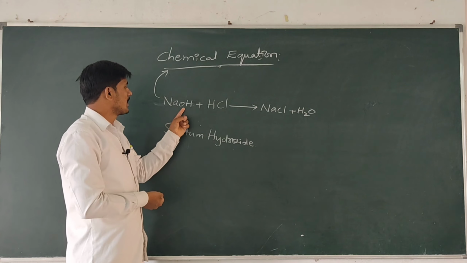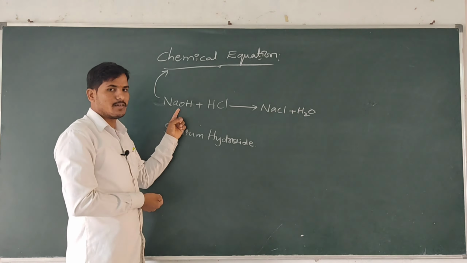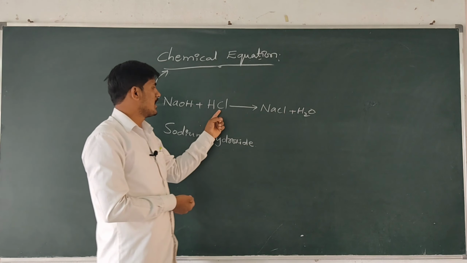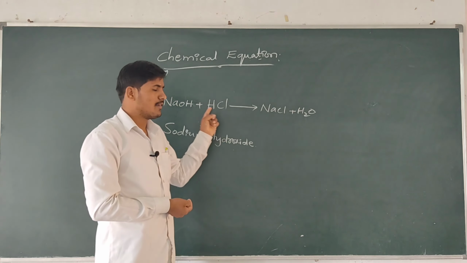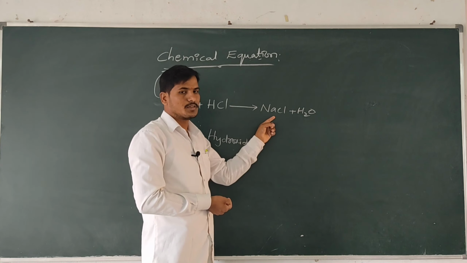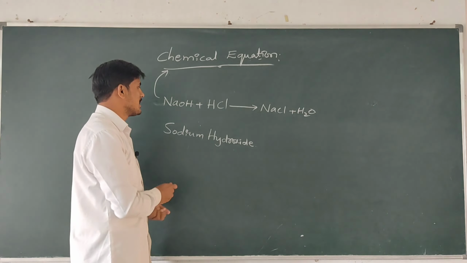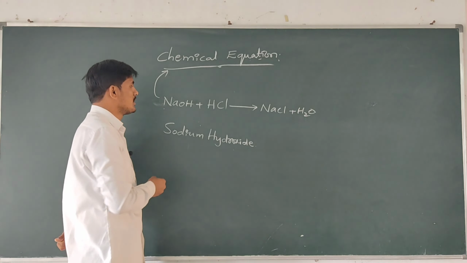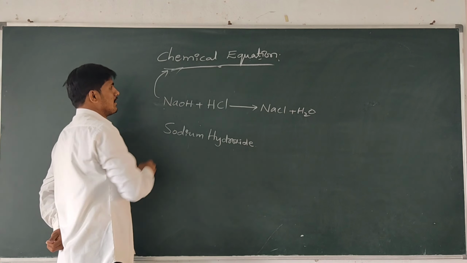Here we took the formula of sodium hydroxide. What is the chemical formula? NaOH. Here HCl means hydrochloric acid. When these two substances react and form a product, this is called a chemical reaction. When this chemical reaction is represented by using symbols and formulas, it is said to be a chemical equation.